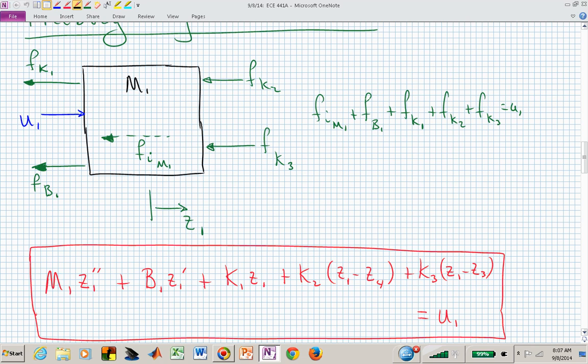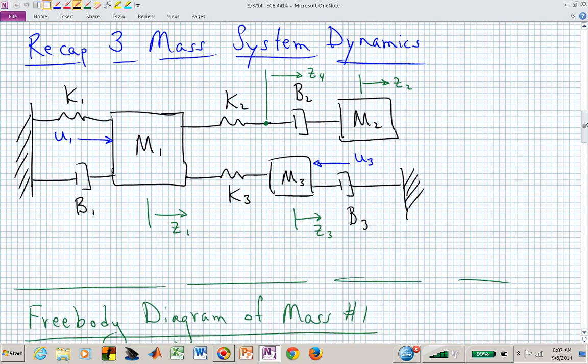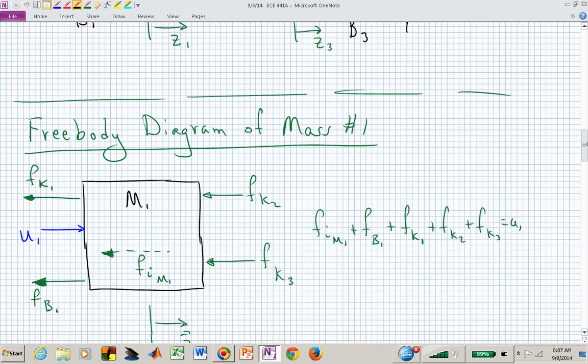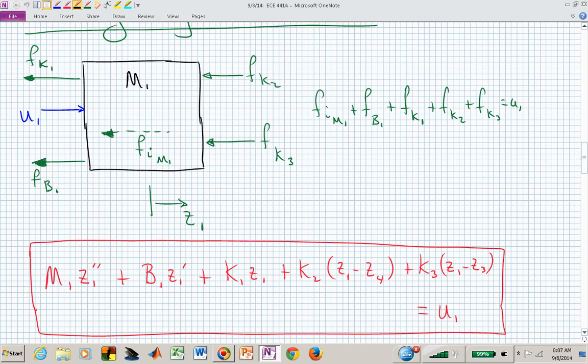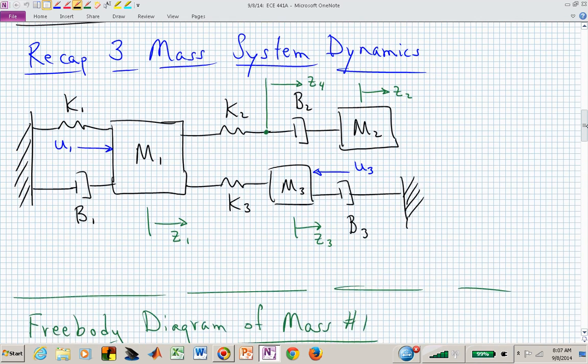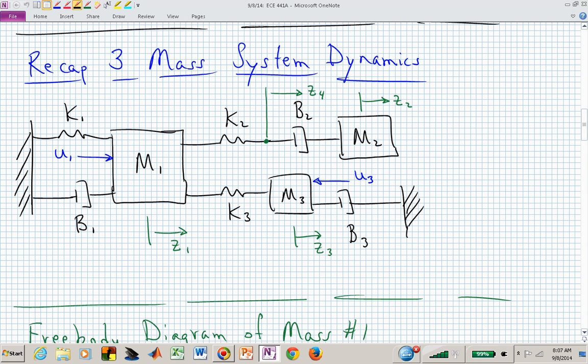If you go back to the original picture, and you want a force to be positive going to the left, then if you move the left end of spring k2 more than the right end is moved, that's going to compress it in a way that's going to want to go to the left. So z2 minus z4 will be a positive number times a positive spring constant, and that will give you a force going to the left. That's where that's coming from.